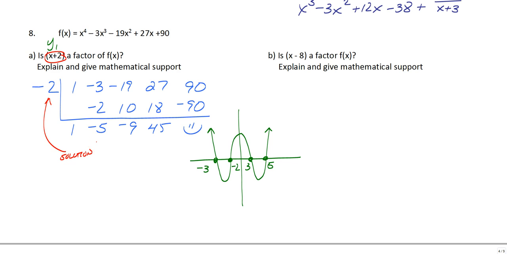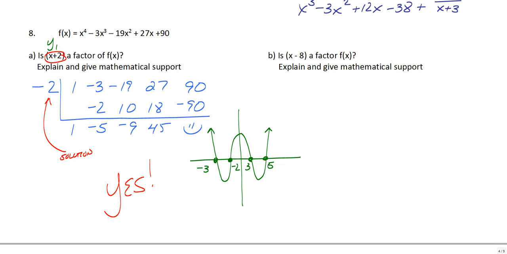And since -2 corresponds to the graph, we could also say, yes, -2 is a solution on the graph, or one of our x-intercepts. So there's two different ways you can explain it. Go with the easier one, in my opinion, but if you forget what the easy way is, you of course can do that as well.